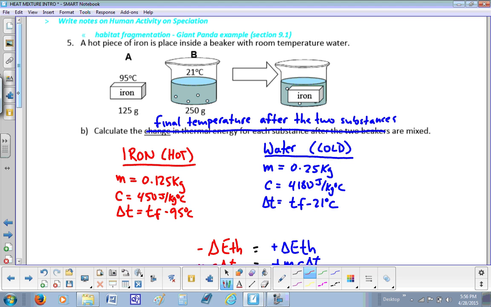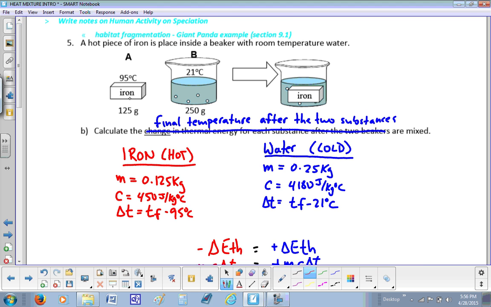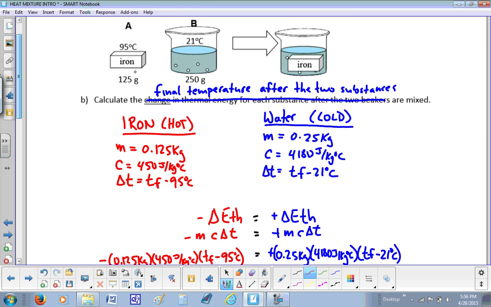Here's another example where we don't involve water. In this case, we're going to be placing a hot piece of iron into a container of water at 21 degrees Celsius. The same rules are going to apply. We're going to be taking the energy from the iron. It's going to be transferring over into the water. So we're going to have a negative energy change here. And the thermal energy we lose there is going to be gained by the water.